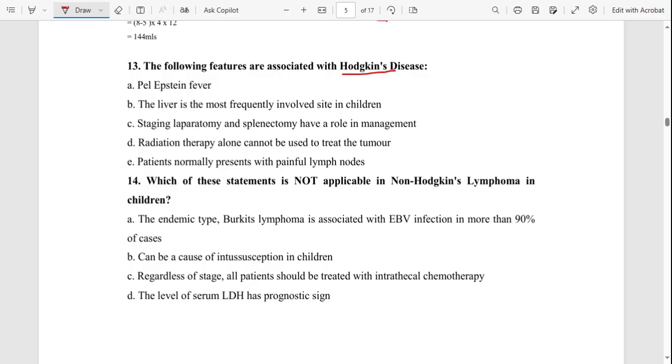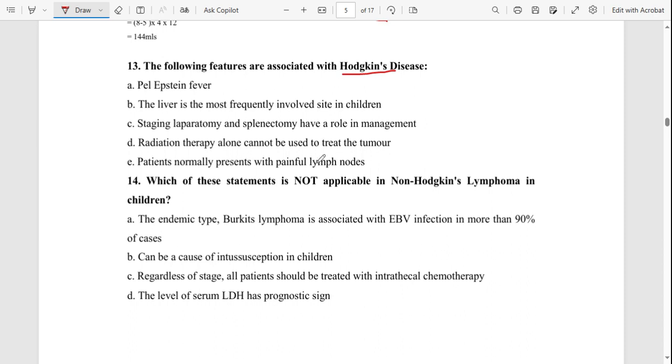So, while staging itself is important, the surgical procedure is not just going to be done because of the laparotomy. You do not do surgery just to stage the condition, because for the staging we actually use an excision biopsy. All right. And then D is saying radiation therapy alone cannot be used to treat the tumor. This statement is not true. You can use radiation, or you can use chemo, or a combination.